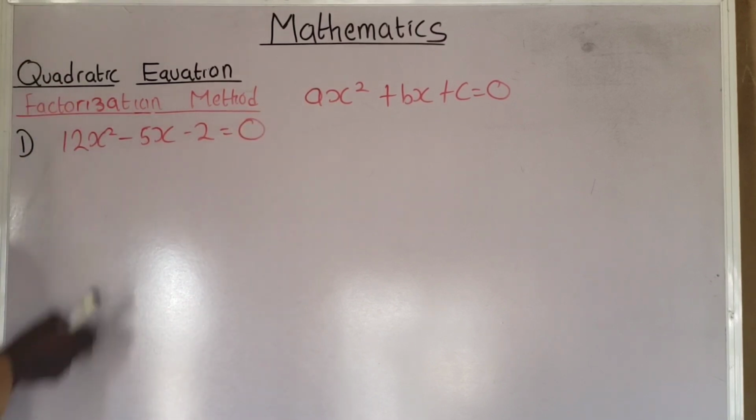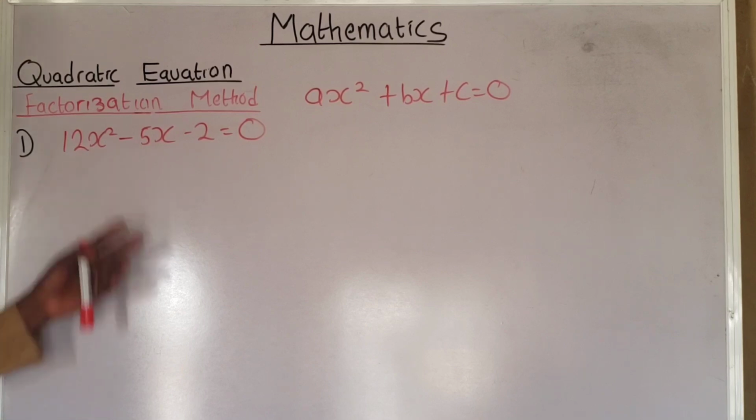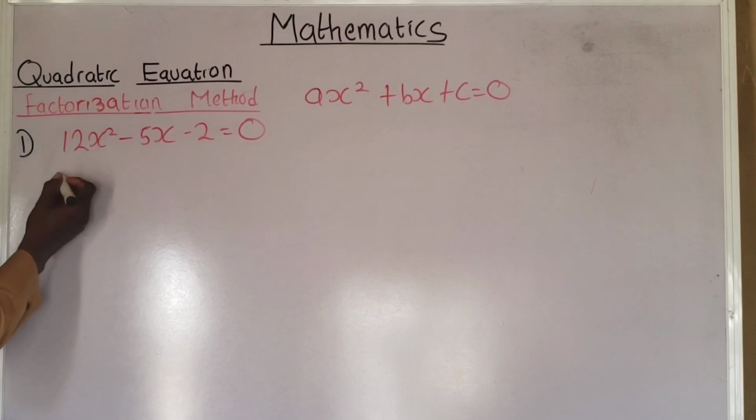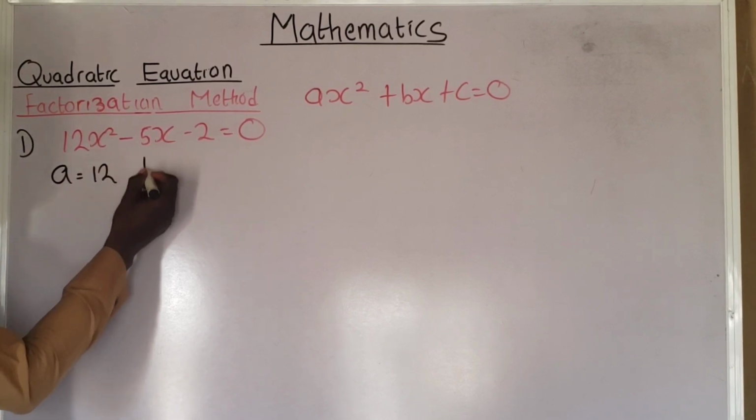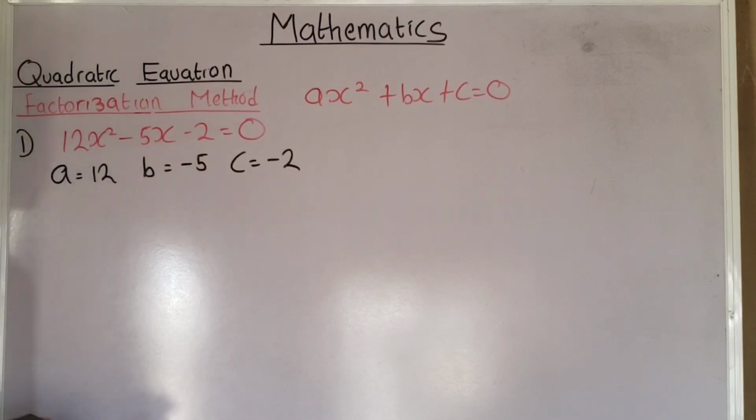Okay, now how do we solve for the value of x in this quadratic equation? You can see that in this quadratic equation, a is not unity, that is, the coefficient of x squared is not 1. So how do we go about this? The first step is that we have to take the product of a and c. In this quadratic equation, a equals 12, b equals negative 5, and c equals negative 2. All this we've discussed in our previous class.